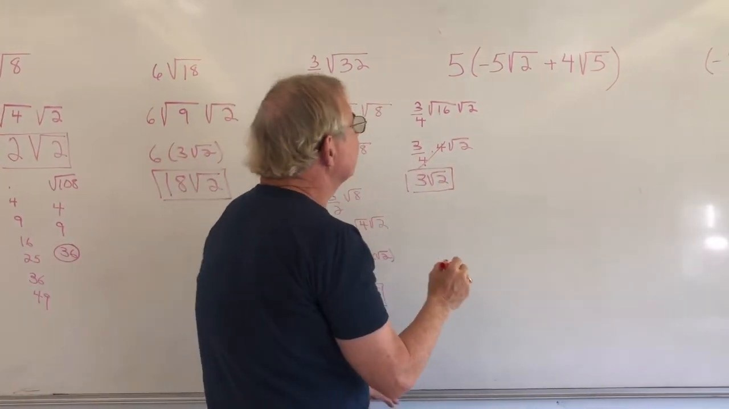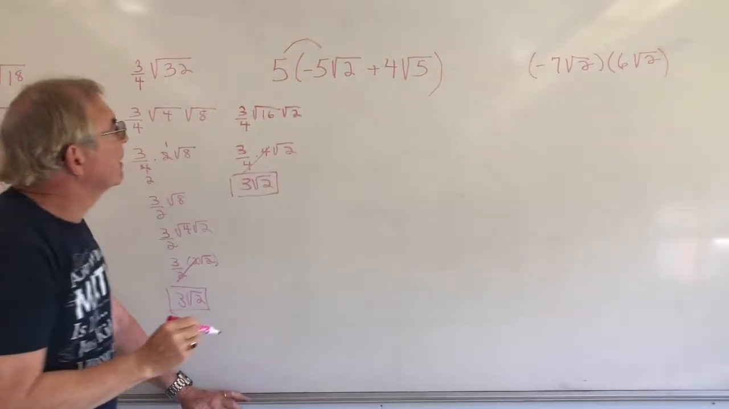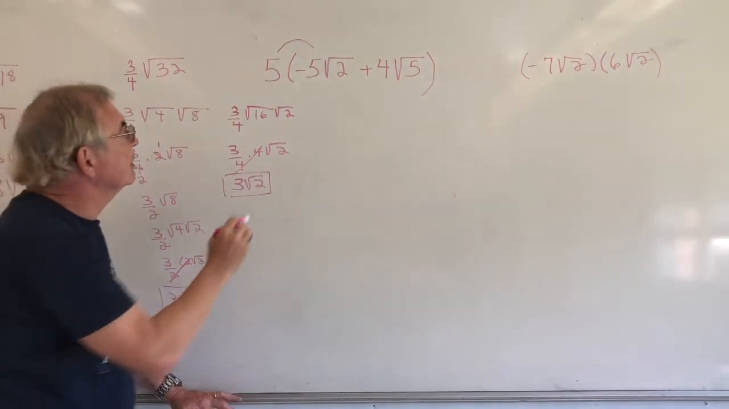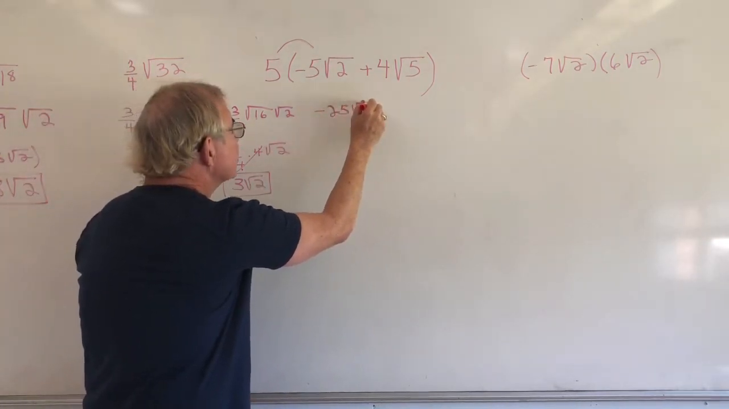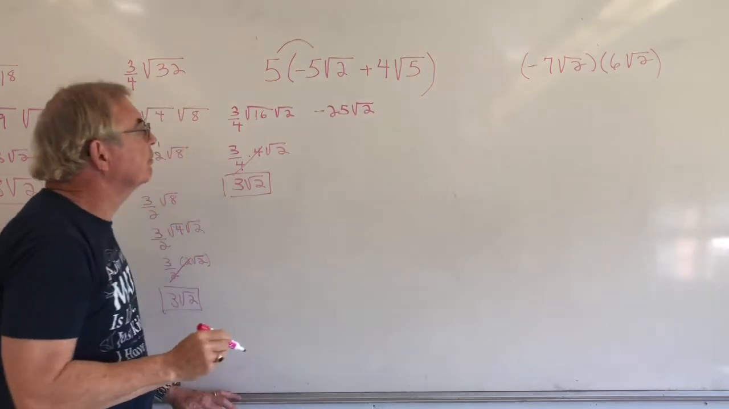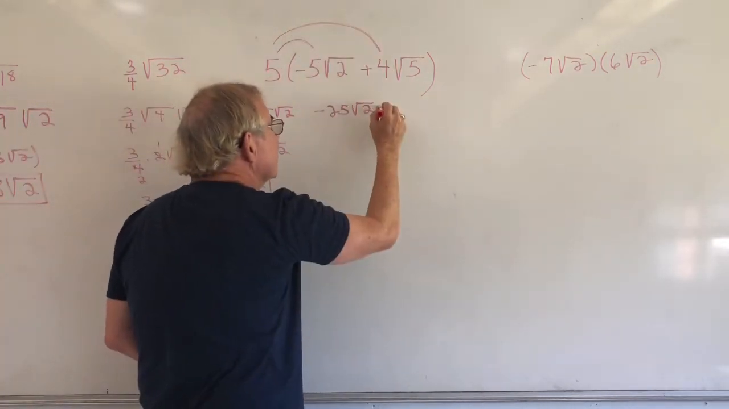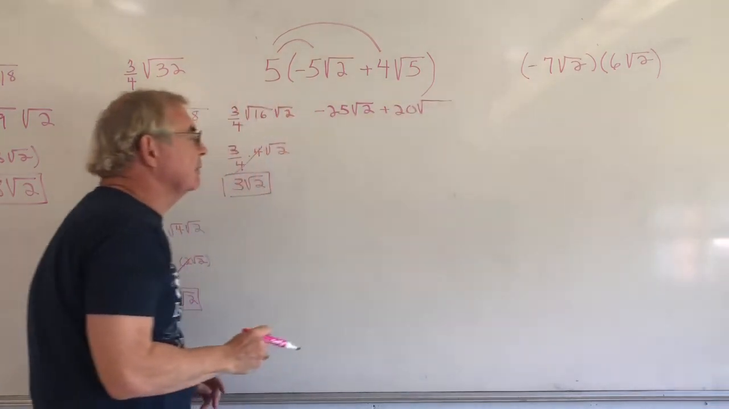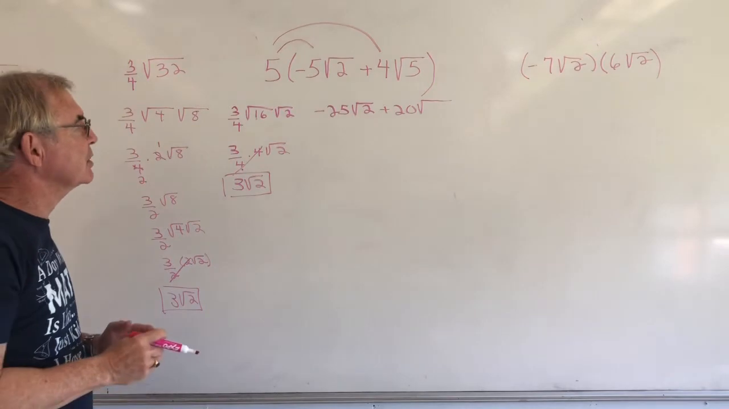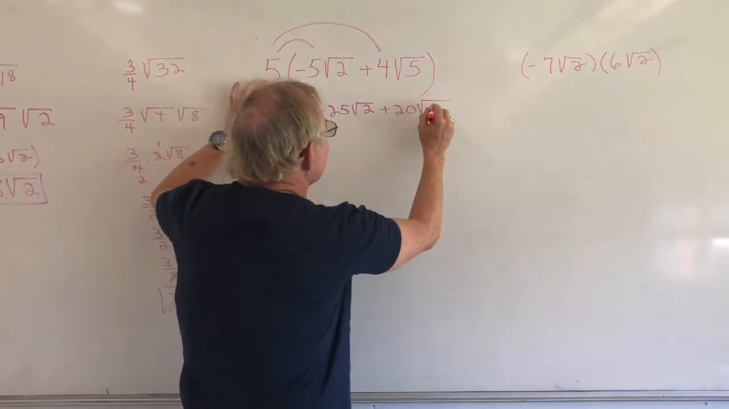Okay, some multiplication. We're going to distribute this one. 5 times -5 is -25, and what follows is the root of 2. 5 times 4 is 20, and I'm going to show you this today. Then next lesson we'll talk about inverse operations. This would be the square root of 5 under there.